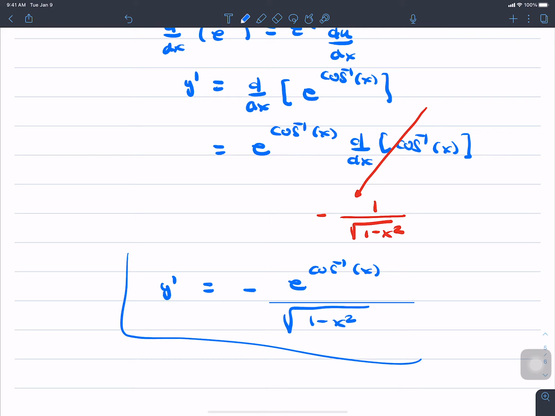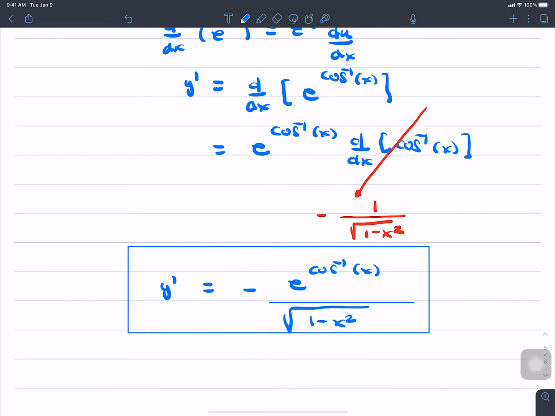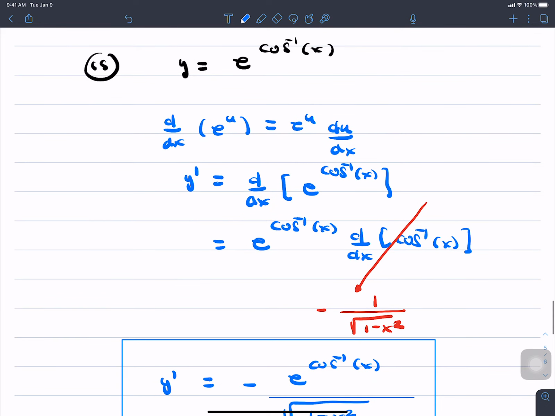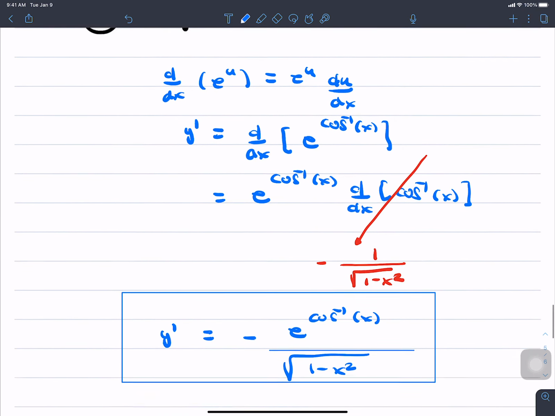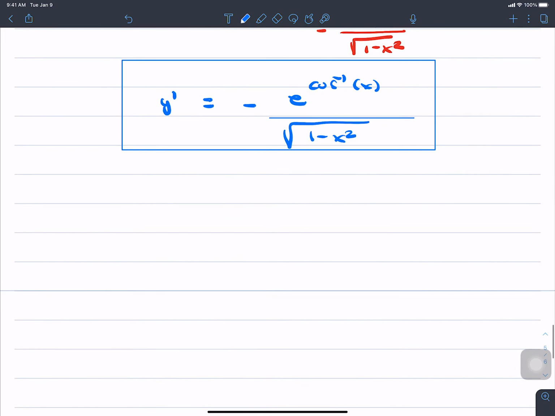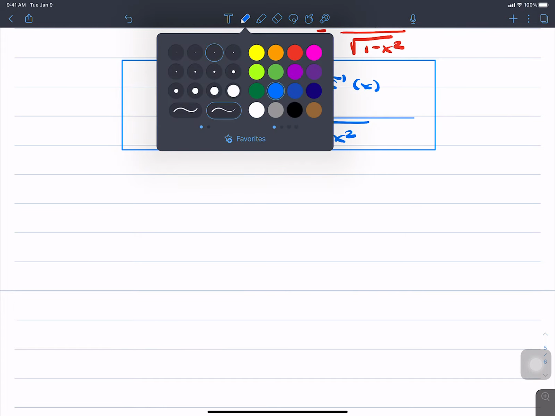Here's your derivative. And there it is. Okay, let's see. Let's make sure this marker still works.